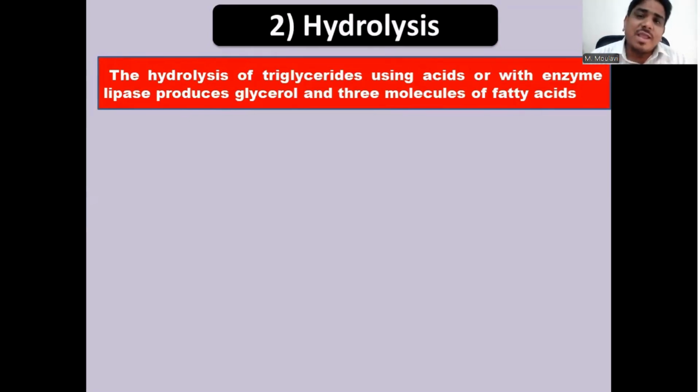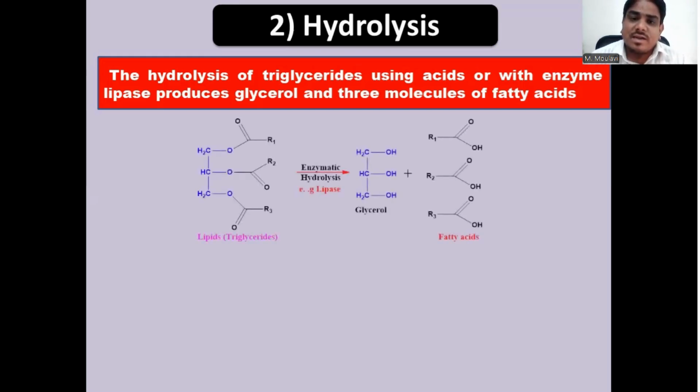If we differentiate this reaction from the alkaline hydrolysis, in alkaline hydrolysis, we get the salt of the fatty acid, that is the soap, but in hydrolysis reaction, we get the free fatty acids. So hydrolysis of the triglycerides with acid or enzyme lipase produces the glycerol and the three molecules of free fatty acid. This reaction is the acid hydrolysis or hydrolysis of the triglyceride. This is the reaction. This is the triglyceride. This triglyceride undergoes the hydrolysis using the enzyme lipase at 3 points to produce the glycerol and the free fatty acid.